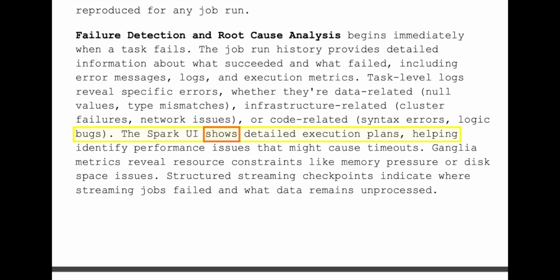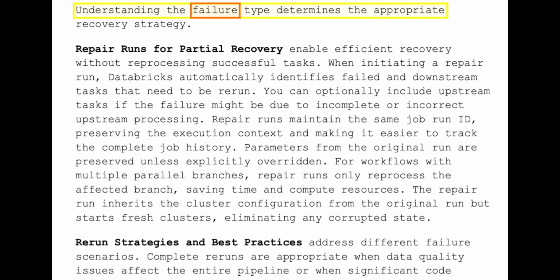The Spark UI shows detailed execution plans, helping identify performance issues that might cause timeouts. Ganglia metrics reveal resource constraints like memory pressure or disk space issues. Structured streaming checkpoints indicate where streaming jobs failed and what data remains unprocessed. Understanding the failure type determines the appropriate recovery strategy.